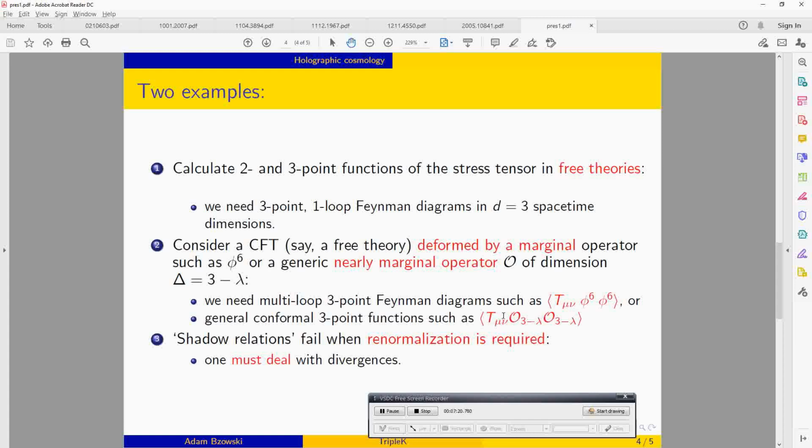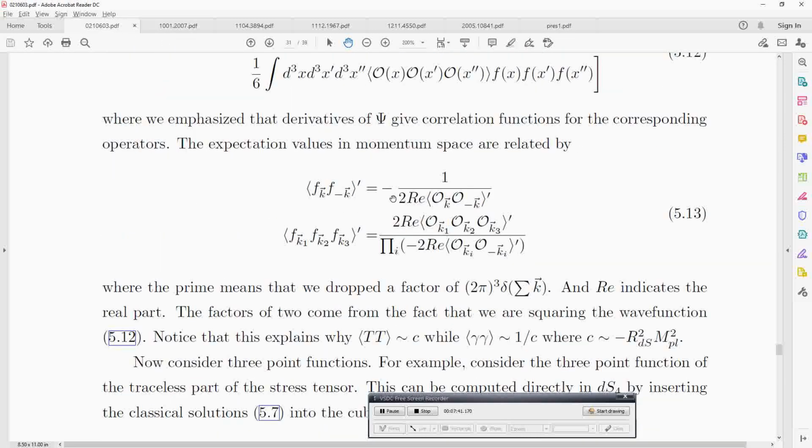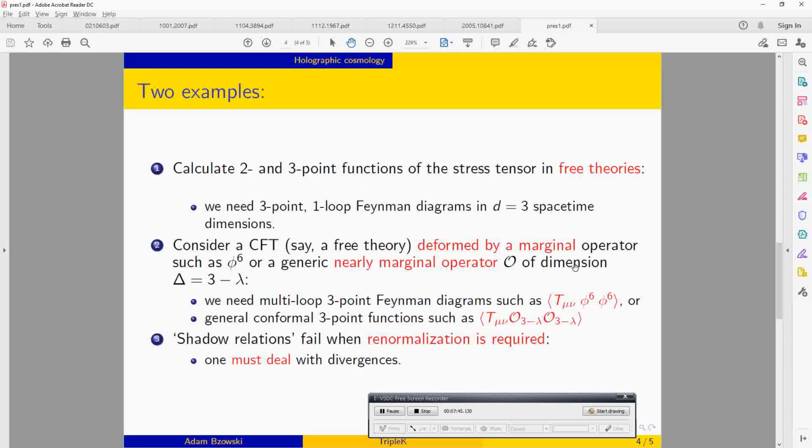And the last remark is that in all these cases, what can happen is that these correlation functions have some singularities. If this happens, the singularities must be cured by renormalization. And when renormalization is required, many of these naive relations, like these ones, can fail. And so one needs to be very careful in such cases.